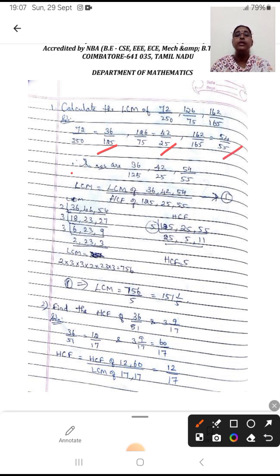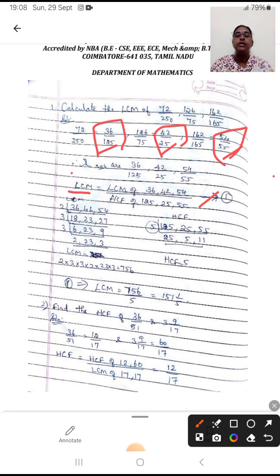So these are the final values. For these three values only, we want to calculate the LCM. These are fractional values, so we are going to use the previous formula: LCM of fractions equals LCM of the numerators divided by HCF of the denominators. Here the numerators are 36, 42 and 54, and the denominators are 125, 25 and 55.